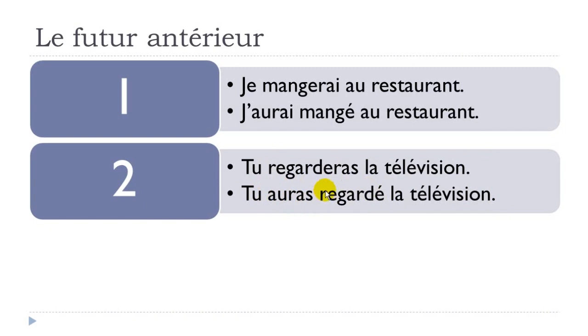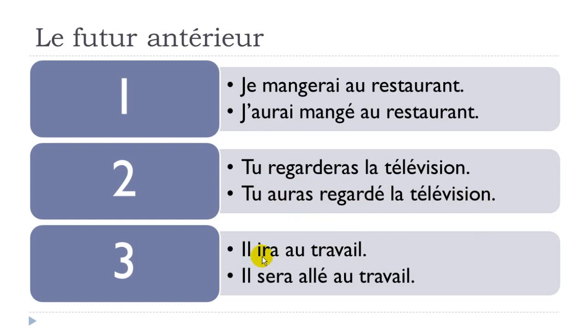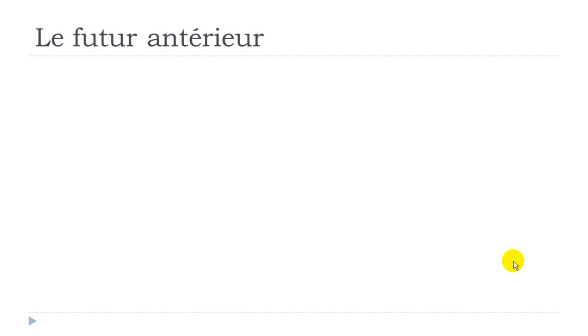Okay, so third example, il ira, ira, so it's coming from aller, okay, aller is to go, au travail, at work, and then here, il sera allé au travail, so we can see that here we've got être, and then we've got the participe passé form here. Okay, so what can we deduce? Here we've got avoir, participe passé, avoir, participe passé, être, participe passé. So the rule is like that in most of the cases.